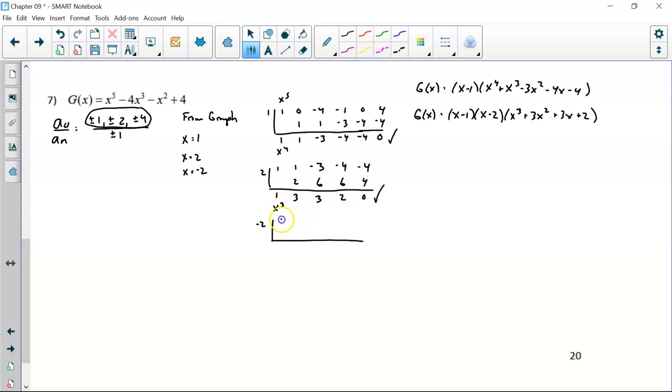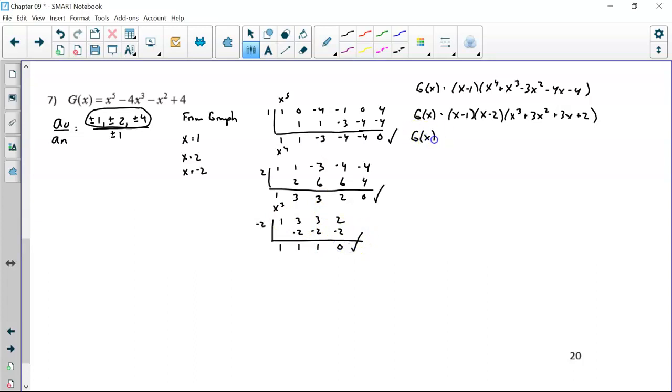So bring down from right above 1, 3, 3, 2. Bring down the 1. Negative 2 times 1 is negative 2. When you add, you get a 1. Negative 2 times 1 is negative 2. Add, you get a 1. Negative 2 times 1 is negative 2. Our remainder is 0, which is good.